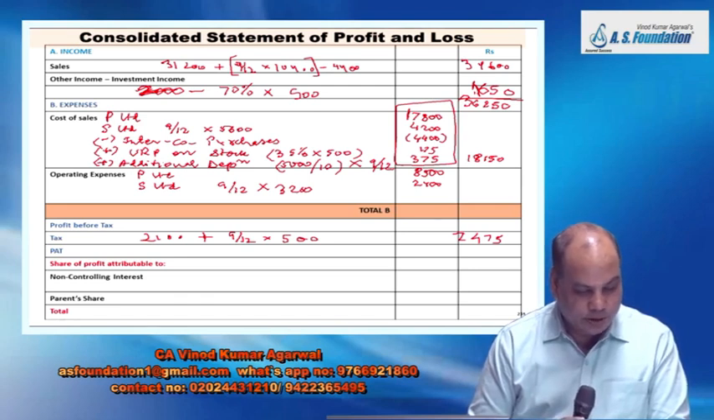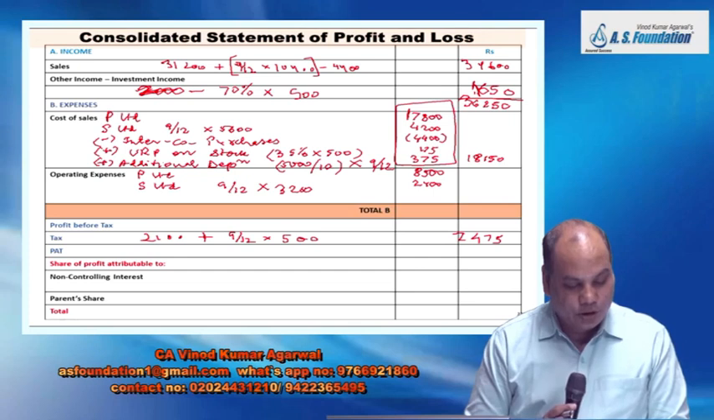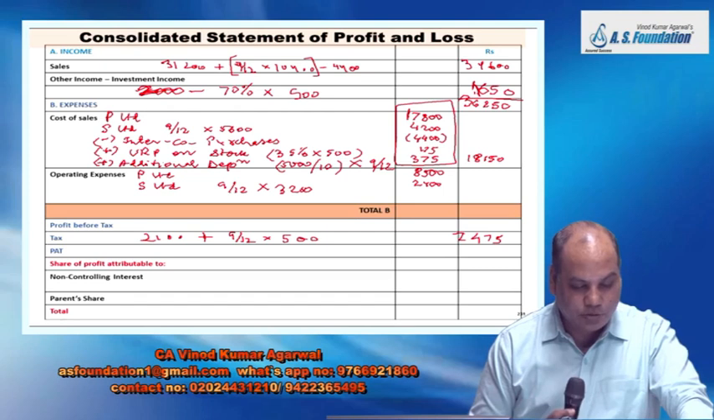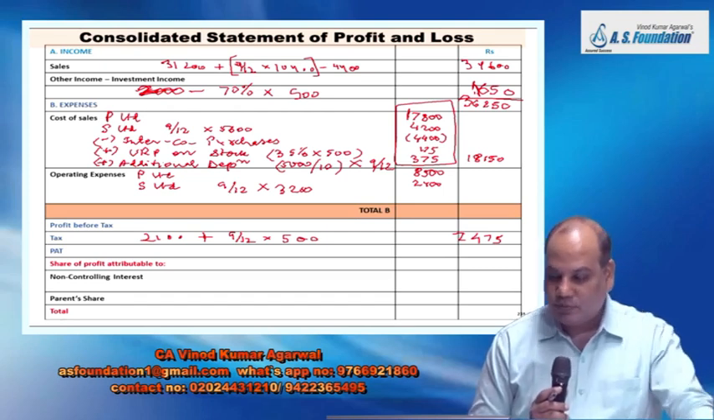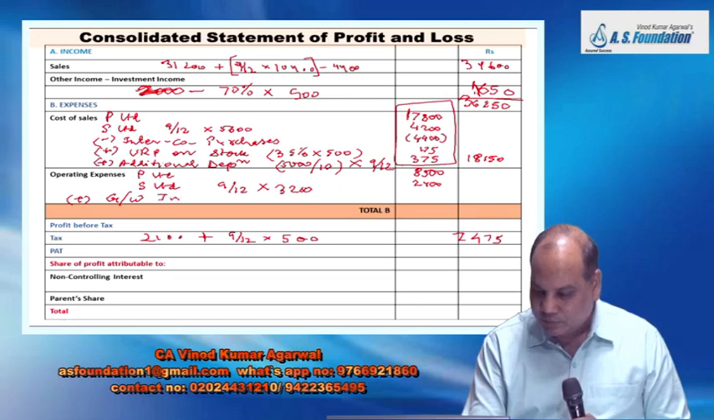Adjustment number 3 is pending. Goodwill amounting to 800 arose on the acquisition of S, which was measured using the fair value method. Goodwill is impaired by 10%. Impairment loss is charged to operating expense. So come to operating expense. Write down, add goodwill impairment.